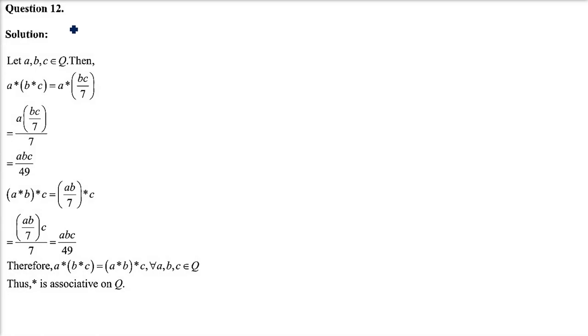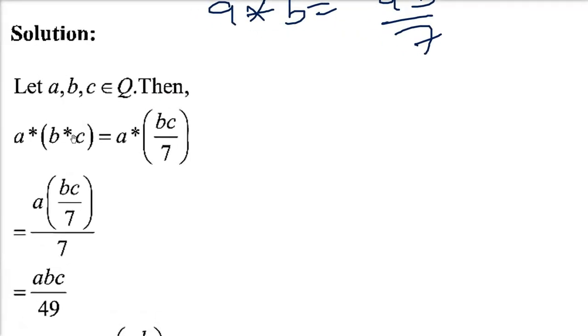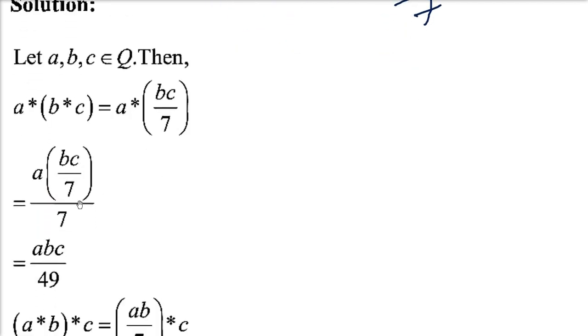Question number 12. The binary operation star is defined by a star b equals ab by 7 on the set Q of all rational numbers. Show that star is associative. I'll just show you here because it is exactly similar to the previous one. So a star b is ab by 7. So bc by 7. A into bc by 7, that is abc by 49.